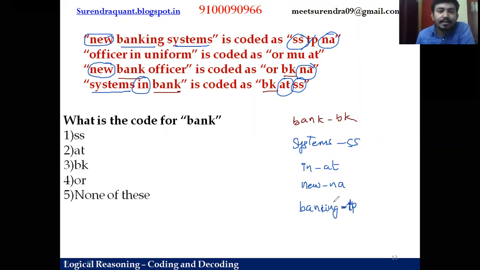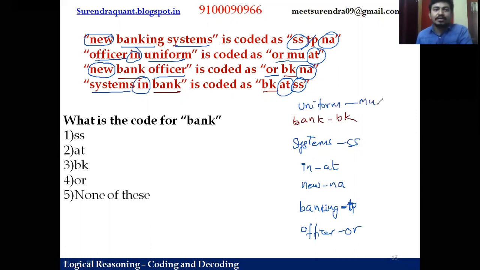Next, officer and OR. So officer is OR, right? Okay. So now uniform and "in" we don't have. So "in" is done, right? In is at. And the only word left is uniform. Uniform is yambo. So uniform, we can code it as yambo. So we hope we're done with all the words coding.